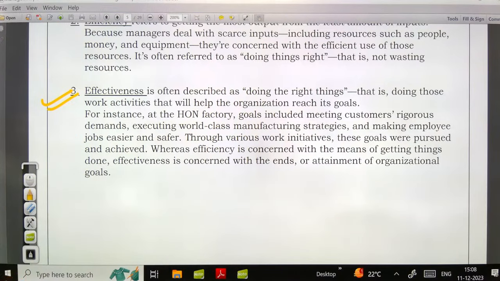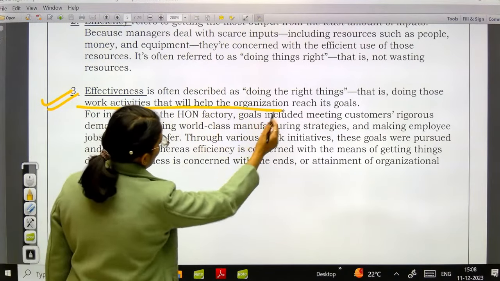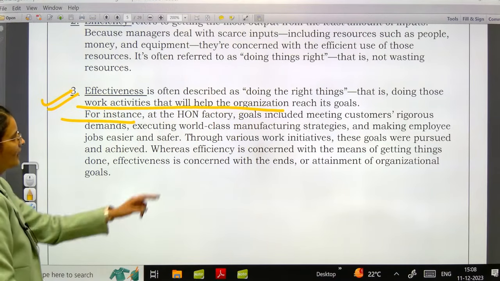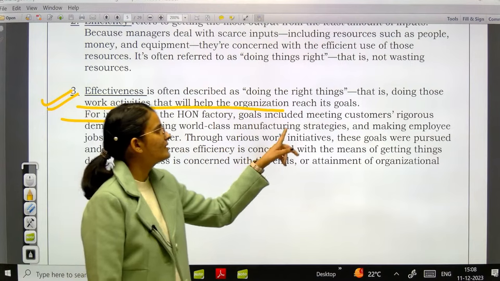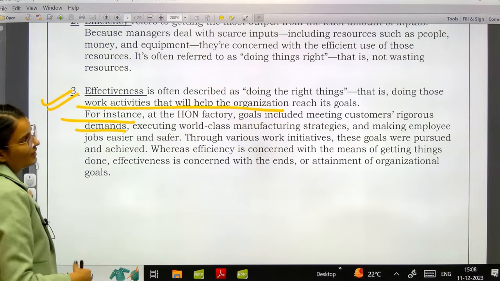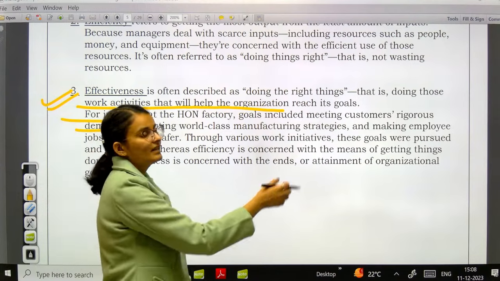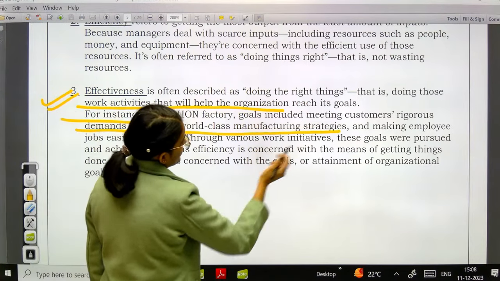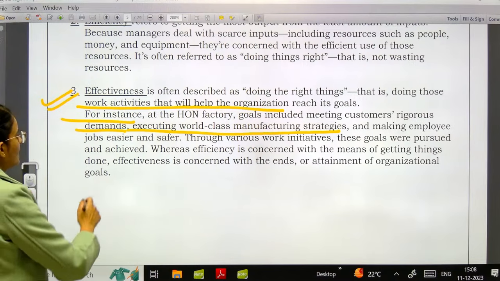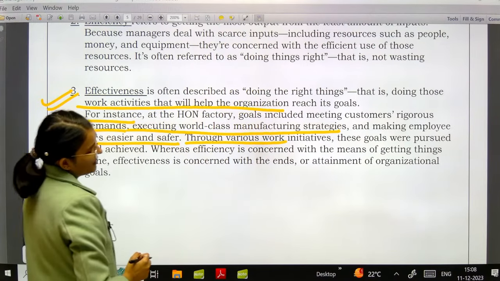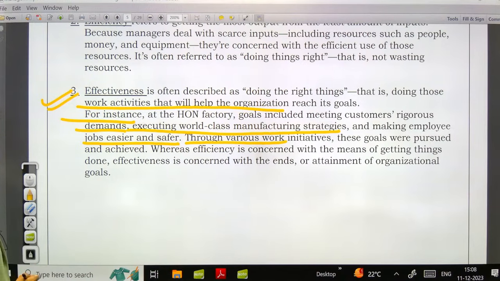Effectiveness is often described as doing the right things, that is, doing the work activities that will help the organization reach its goals. For instance, at the Horn factory, goals included meeting customers' rigorous demands, executing world-class manufacturing strategies, and making employee jobs easier and safer. Through various work initiatives, these goals were pursued and achieved.